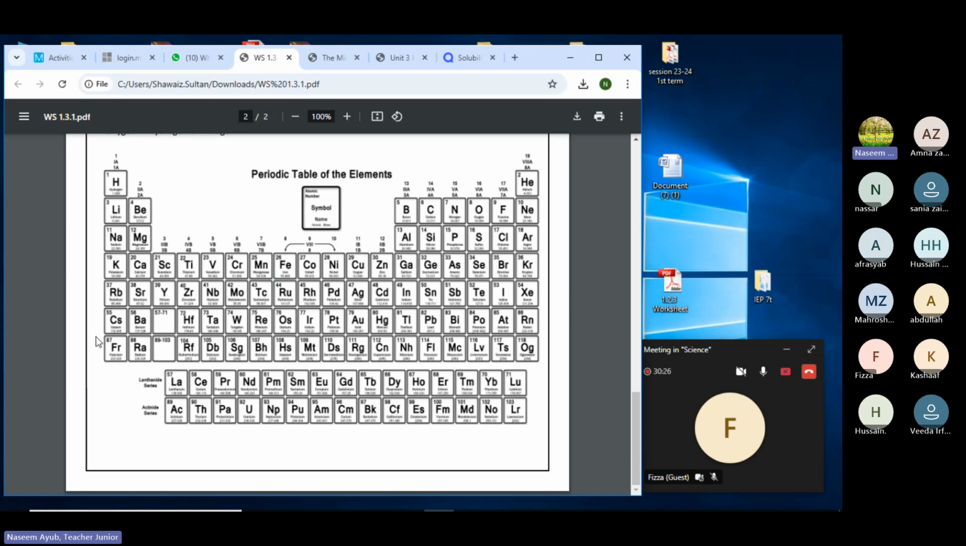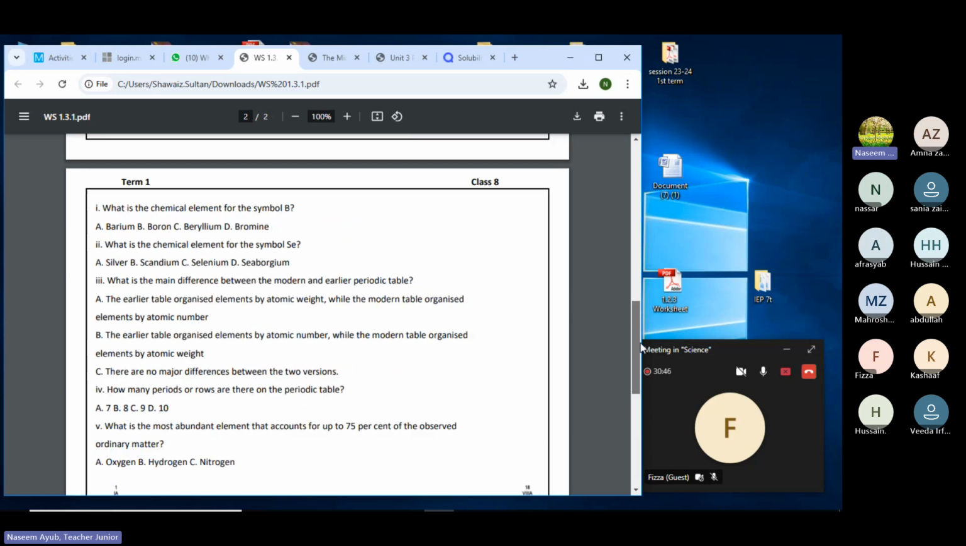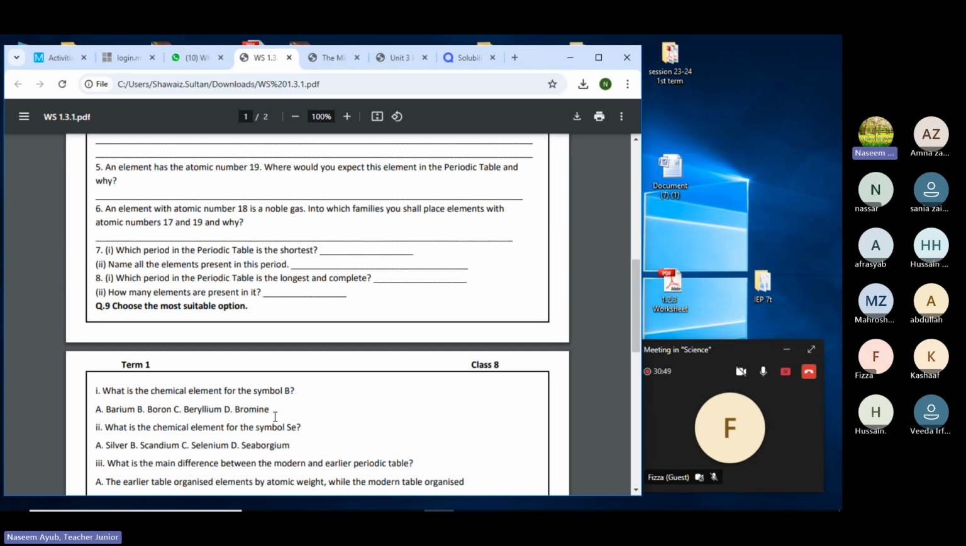Some of the elements are not discovered with their complete properties and scientists are discovering them, and if anyone invents more elements, they would be kept in period 7. So we cannot say period 7 is completed, only period 6 is completed. So the answer is period 6, longest and complete. How many elements are present? It's 32.